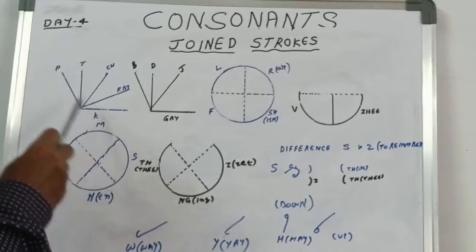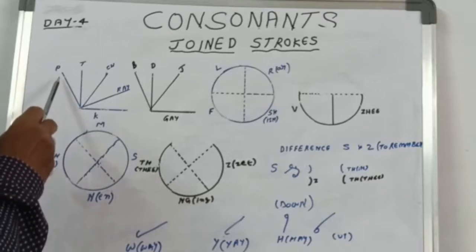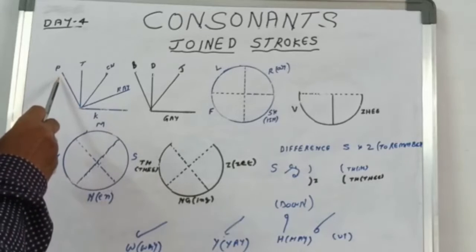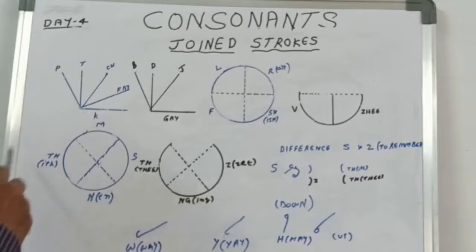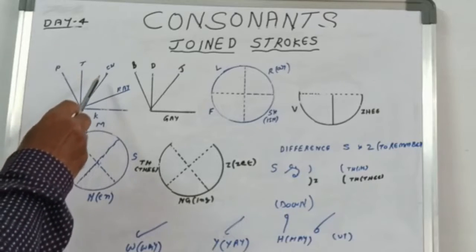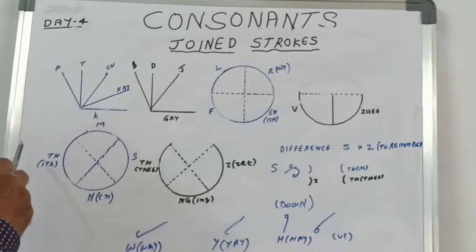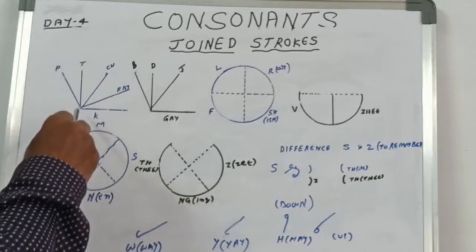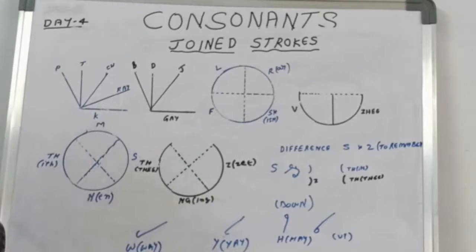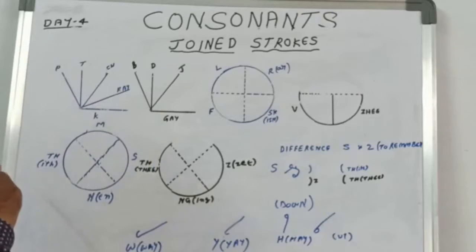In this diagram, P is written from top to bottom. This is a downward stroke with an angle of 45 degrees. T is perpendicular. Chay is 30 degrees from perpendicular. Ray is 30 degrees from horizontal. There is more slope in Ray than Chay. Similarly B, D, J, K. K and G are horizontal straight strokes.